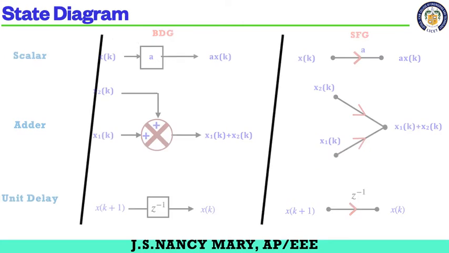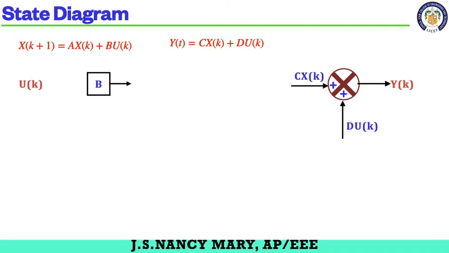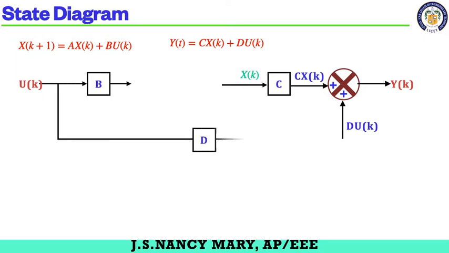So now when I am drawing the state diagram, this is my equation. I'll draw u of k and y of k. So y of k is equal to C into x of k plus D into u of k, which gives you y of k. Now to get x of k, I can have C into x of k. Now from this, I can multiply the input with D. So I will get D into u of k.